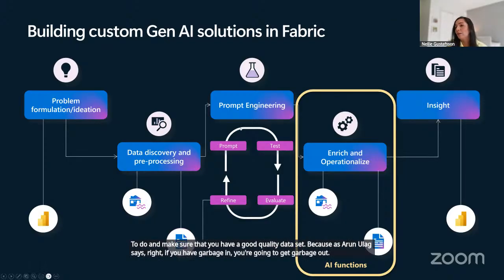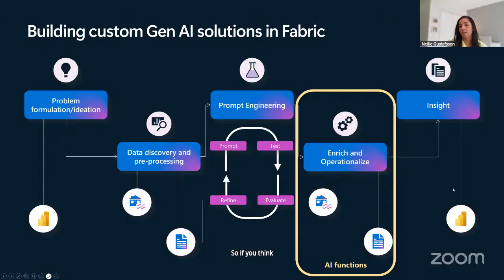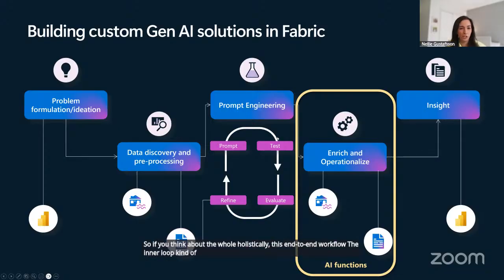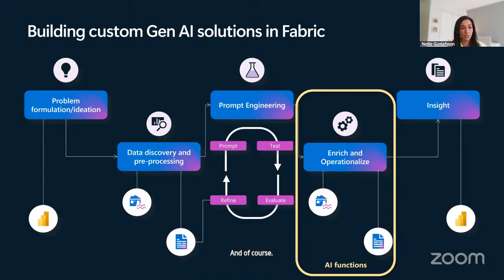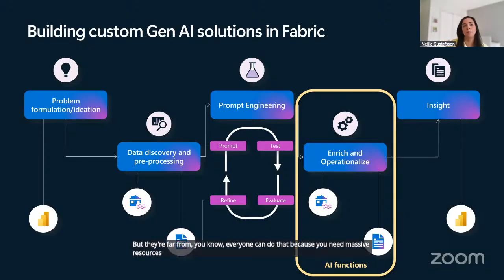So if you think about this whole end-to-end workflow holistically, the inner loop changed to prompt engineering, because when you're working with AI machine learning models, you're building the model yourself. And of course, you can build custom models yourself. You can actually train LLMs yourself, but far from everyone can do that because you need massive resources. And what we're also seeing in the market is that prompt engineering is actually very powerful. And what is prompt engineering then?